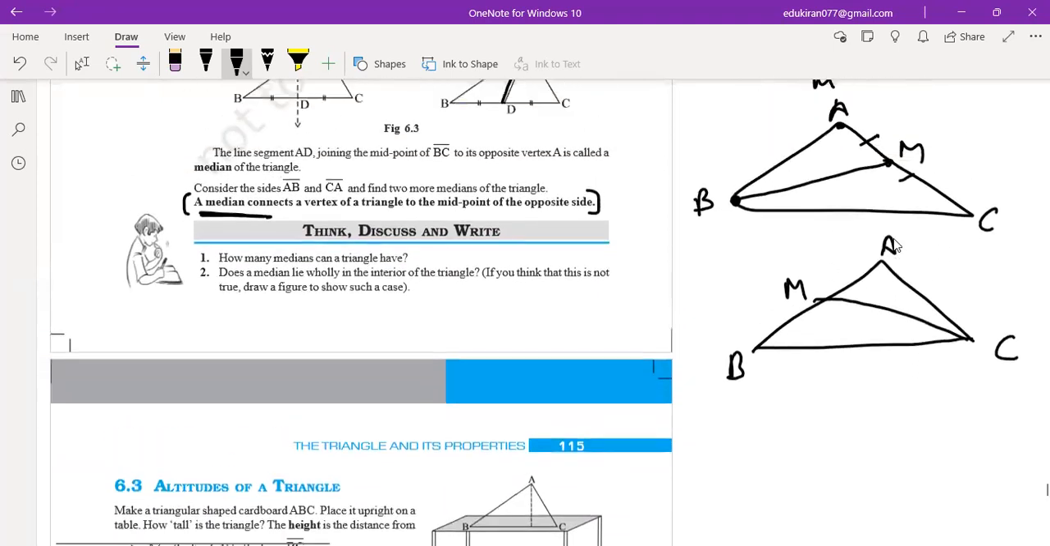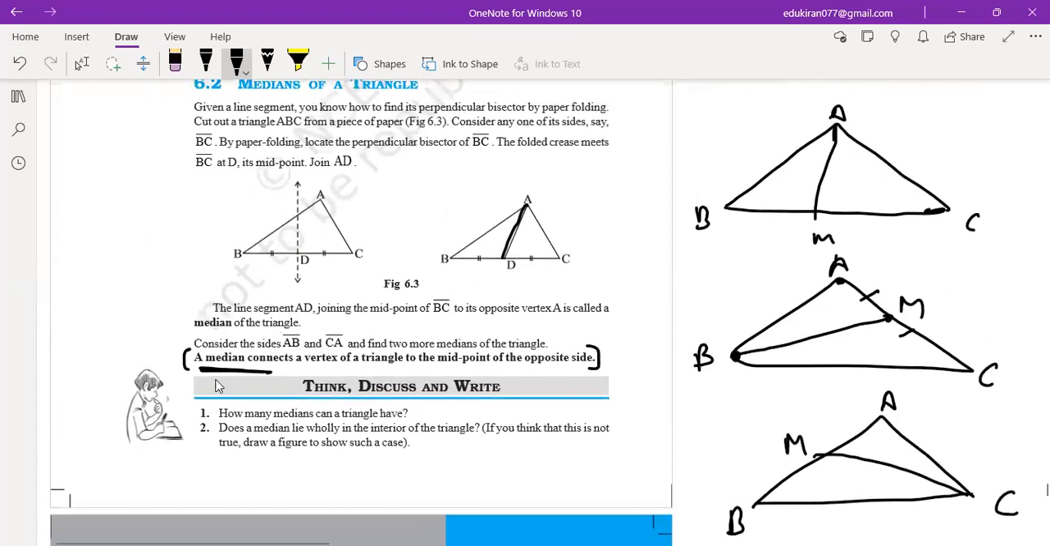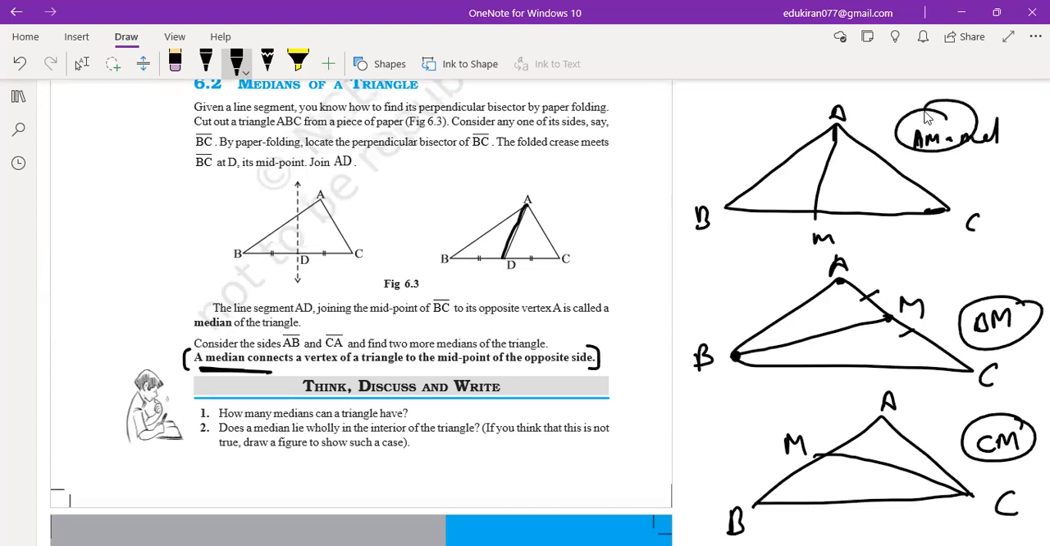Okay. So you will first note it down, median, and you will write: a median connects a vertex of a triangle to the midpoint of the opposite side. And you can draw this diagram. Over here, AM is median. Over here, BM is median. And over here, CM is median. Clear? Quickly note it down. Yes, ma'am.